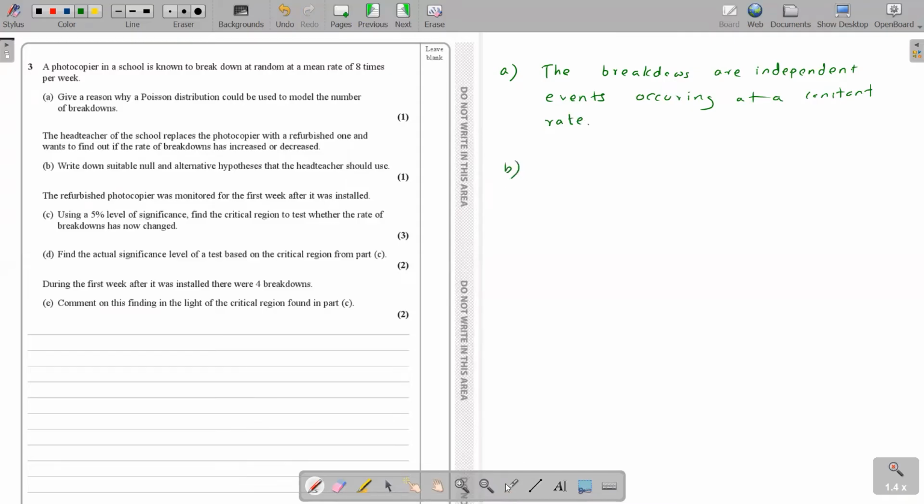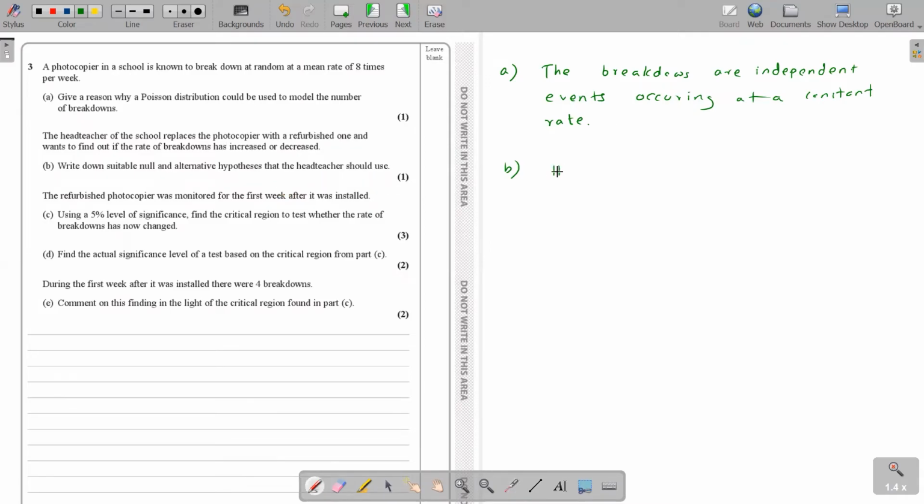Part B. The head teacher of the school replaces the photocopier with a refurbished one and wants to find out if the rate of breakdowns has increased or decreased. They use both the words. So they are replacing the old one with a new one and they want to see if the rate of breakdowns has increased or decreased. Write down suitable null and alternative hypotheses that the head teacher should use.